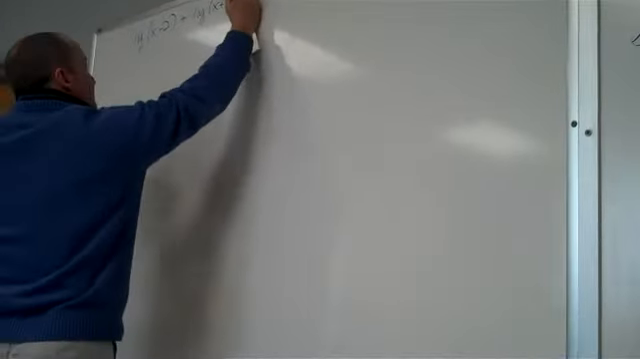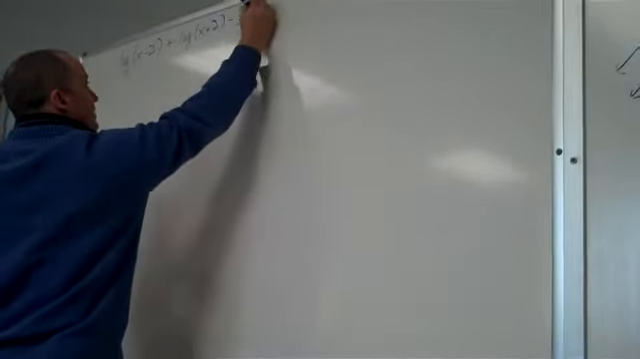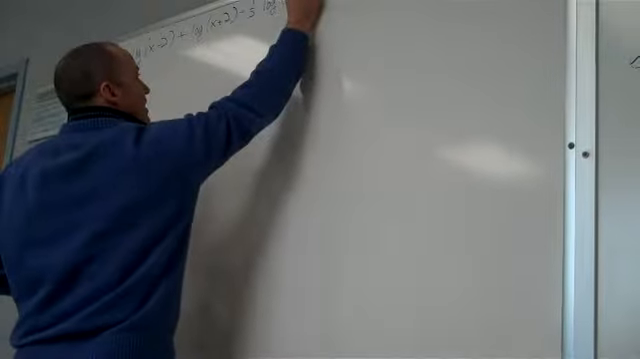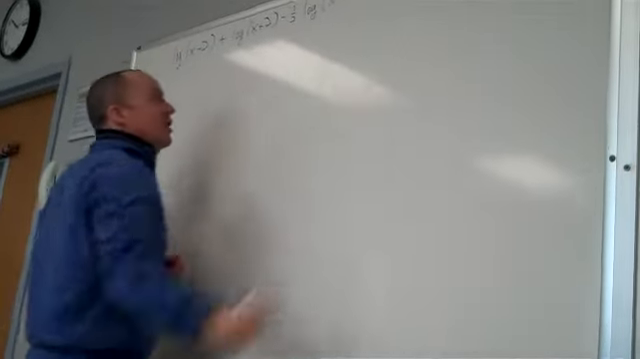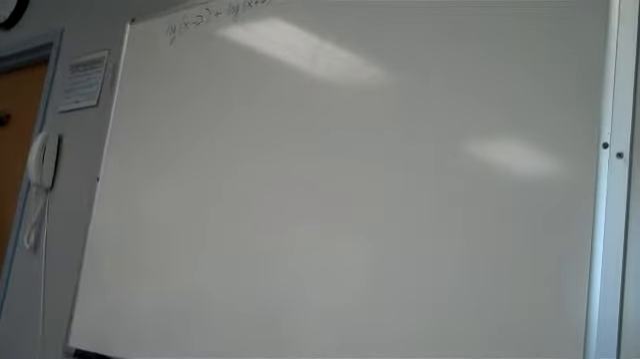Minus 1/2 log of (x squared plus 4). Okay. And the directions, I believe, were to condense.